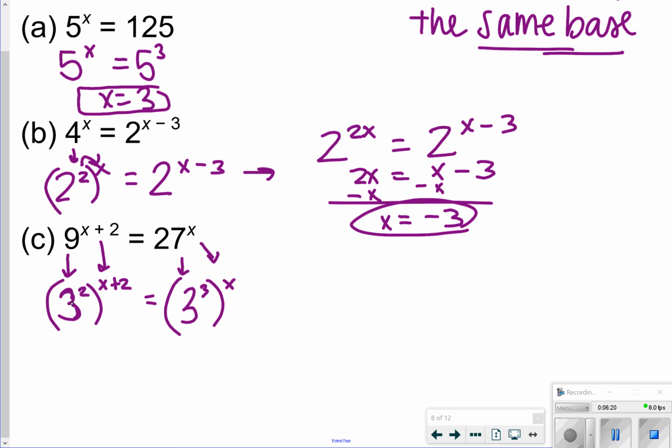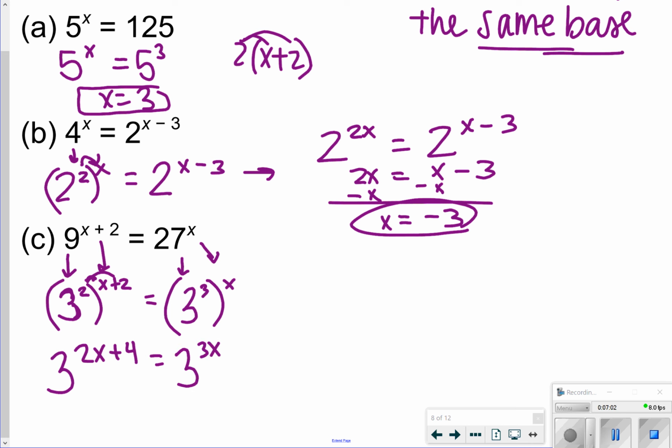Now I'm ready to go ahead and distribute here. 3 to the second, and then times the x plus 2. You're basically just going to distribute the 2 to the x and the 2. So now I'm going to get 3 to the 2x, 2 times x, and then plus 2 times 2 would give me 4. So 2x plus 4. Again, power of a power property just means I'm multiplying my exponent with the other exponent. That's basically just doing this right here, 2 times the quantity x plus 2, where we're distributing 2 times x, 2 times 2. Same thing here, 3 to the third, times the x power, is going to give me 3 to the 3 times x.